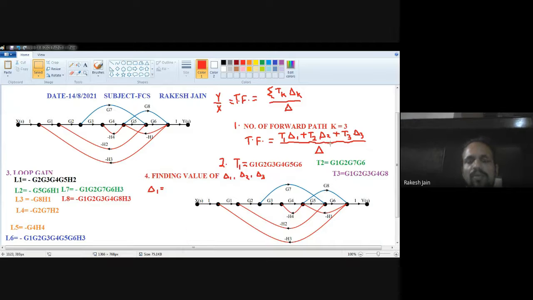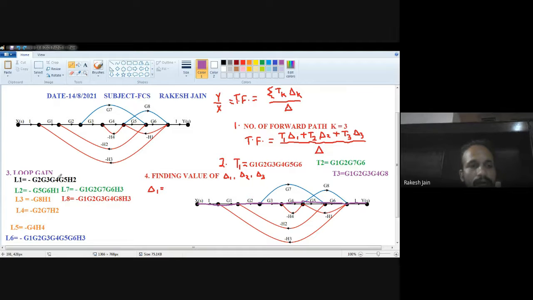Yes. So now we have to find out which loop does not touch the first forward path. First of all, keep your eyes on the first forward path. The purple color is the first forward path: G1, G2, G3, G4, G5, G6. Let me draw a line on that first forward path. Now which loop? The first loop is G2, G3, G4, G5, S2. G2, G3 is on the line of the first forward path, so this loop is touching, and we cannot use it.